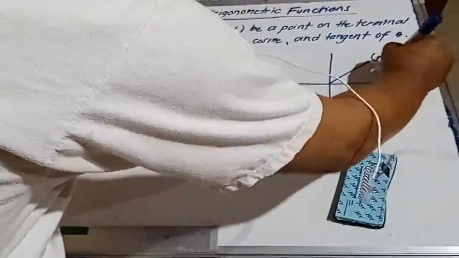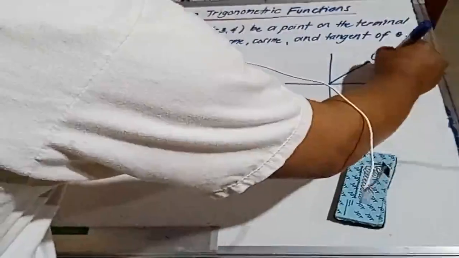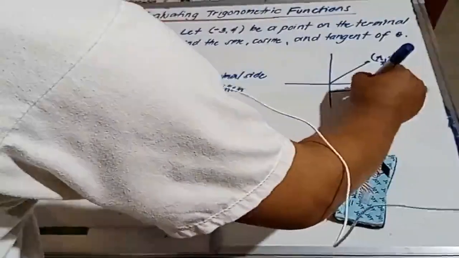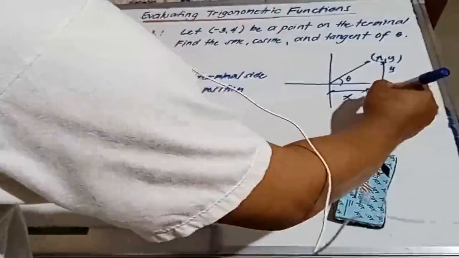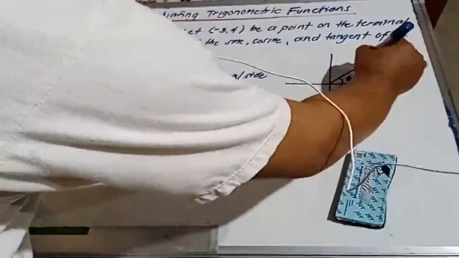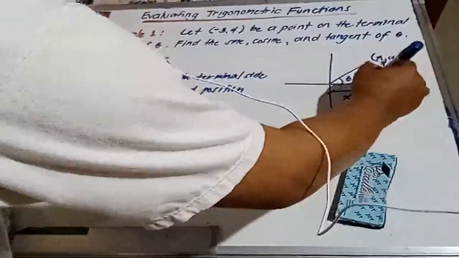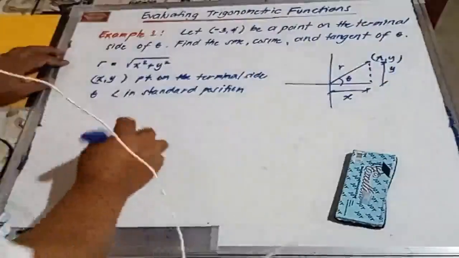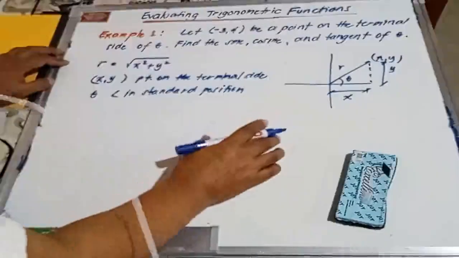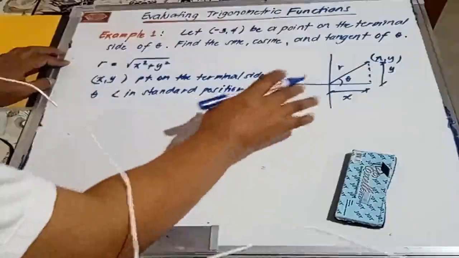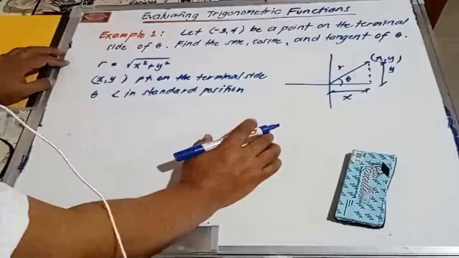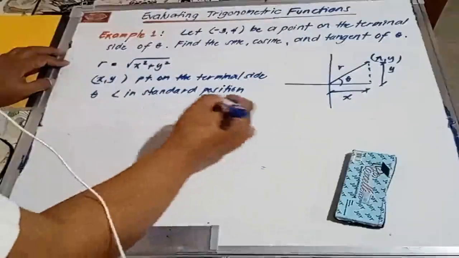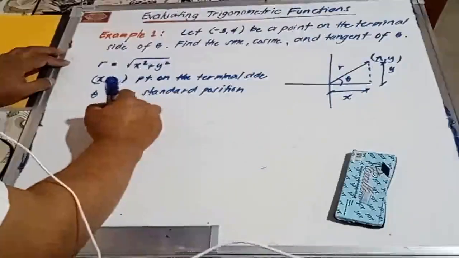Let's say this is the point, x, y. The vertical distance is y. Horizontal distance of that point is x. This is the angle of inclination or angle in standard position of the terminal side. And this is your r. Okay? Yung mga ratios forming this right triangle, yung sides ng right triangle, yun yung ating trigonometric functions of angle theta. Let's start with sine theta.